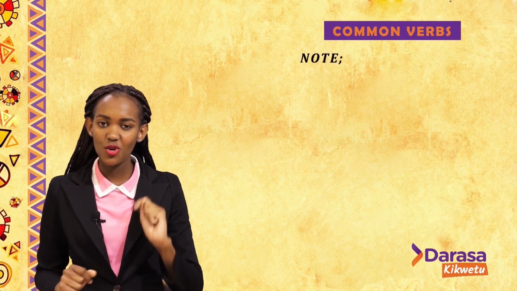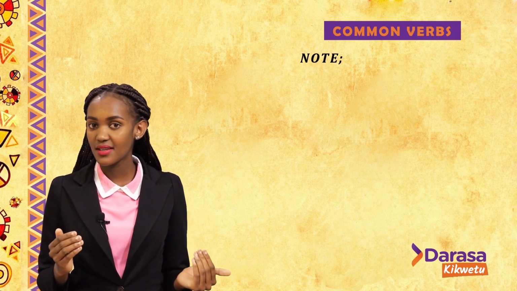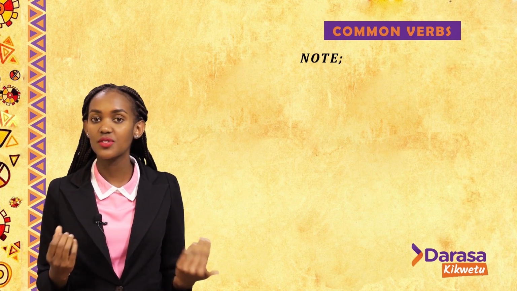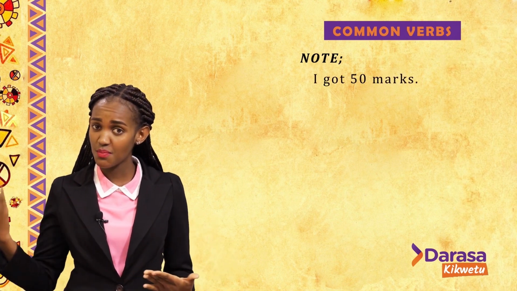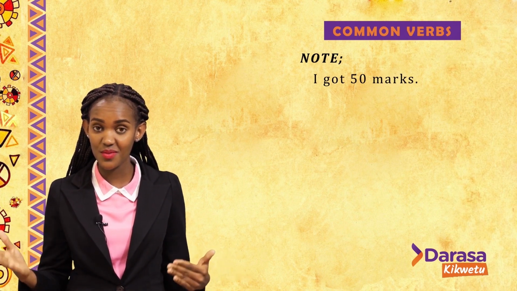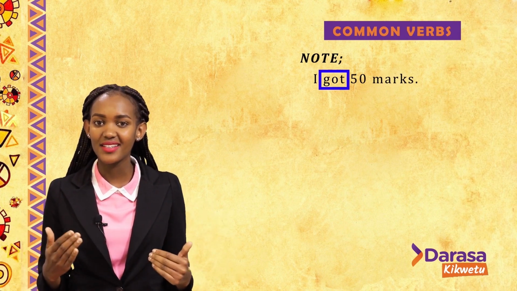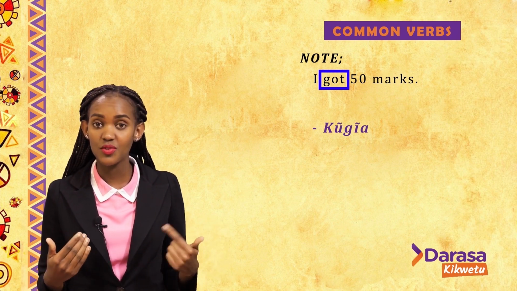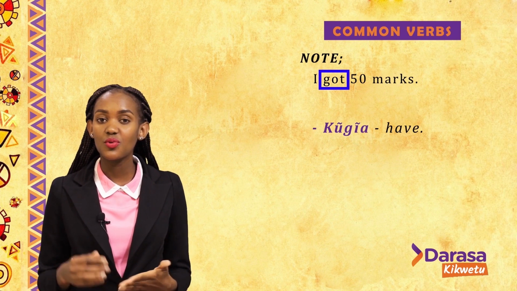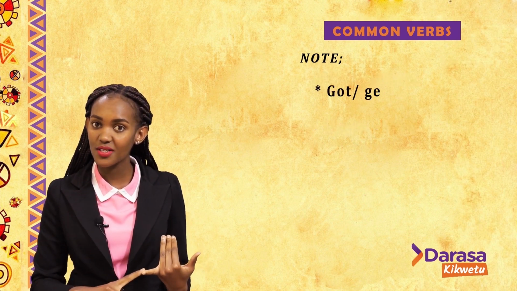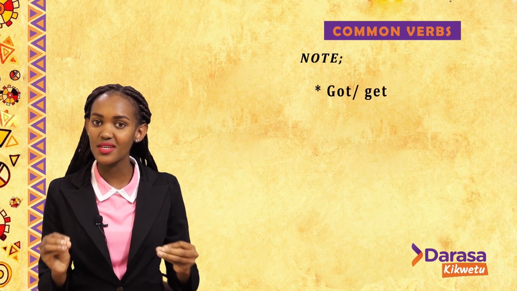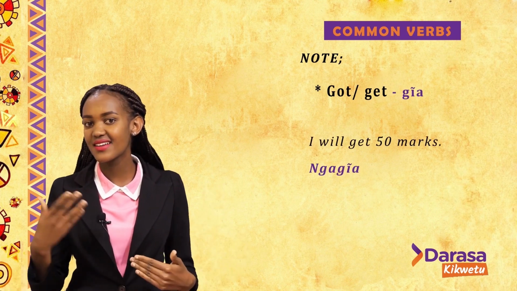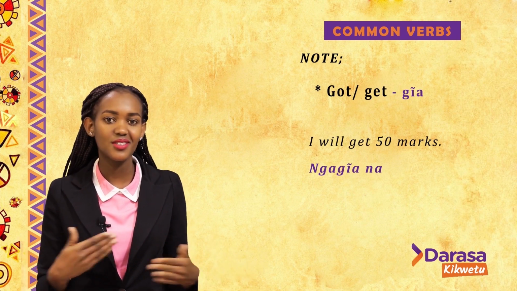Nice. Note, you can say in a sentence, for example, if I am in school and I wanted to say I got 50 marks. Now that got or get, I'll say kogea, which is have in Kikuyu. But got or get can also be gea. I will get 50 marks. Gageana, I will get.